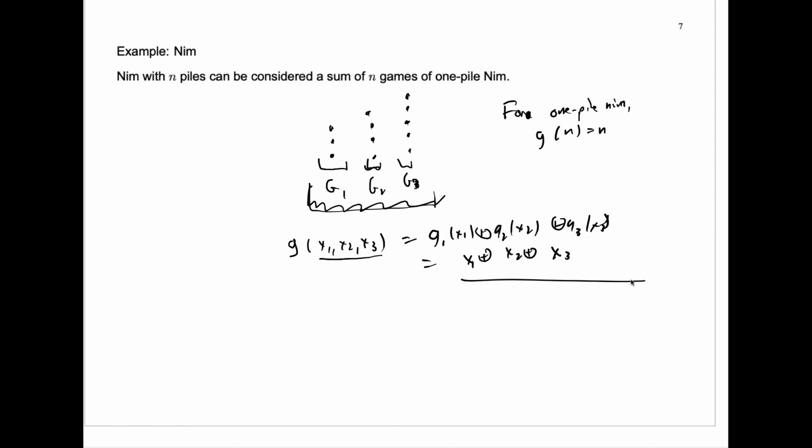So how do you win at nim? Well, a P position is when the Sprague-Grundy function gives you a 0, that's when the nim sum is 0, and an N position is when the Sprague-Grundy function is non-zero, that's when the nim sum is non-zero. That's exactly what we had shown previously.